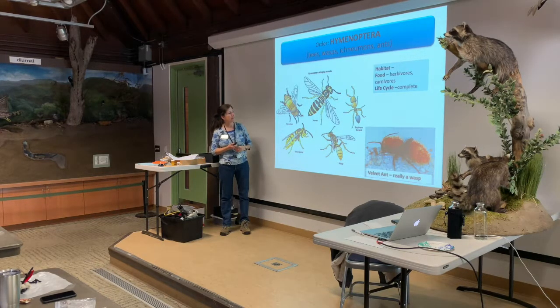Hymenoptera, that's going to be your bees, wasps, ants. FYI, the velvet ant is really a wasp, and she delivers a wicked, wicked sting. So it's not like a cute little fuzzy ant. And we do have them here. Yes, I've seen them up at the water tower. Yeah, they can be orange or red, white, other colors, but yeah, they're really, really pretty.